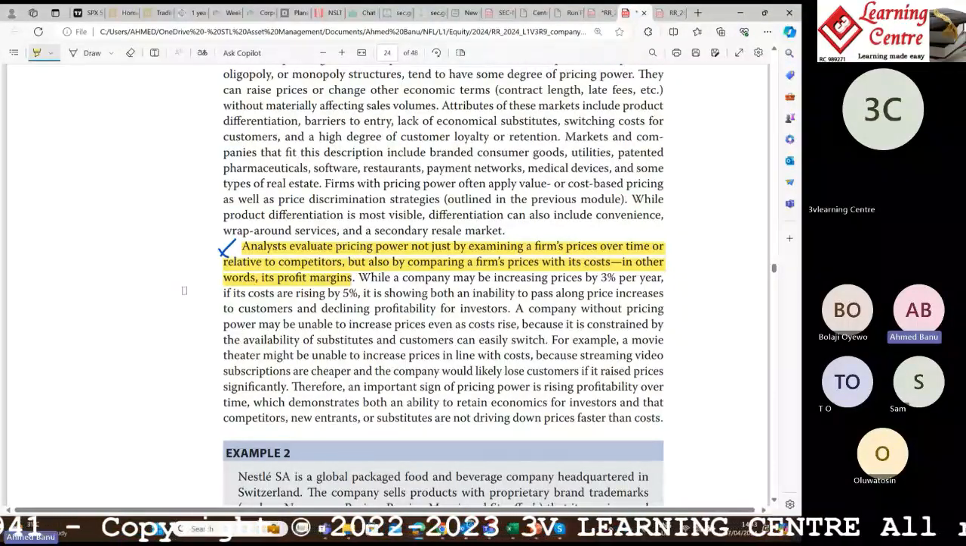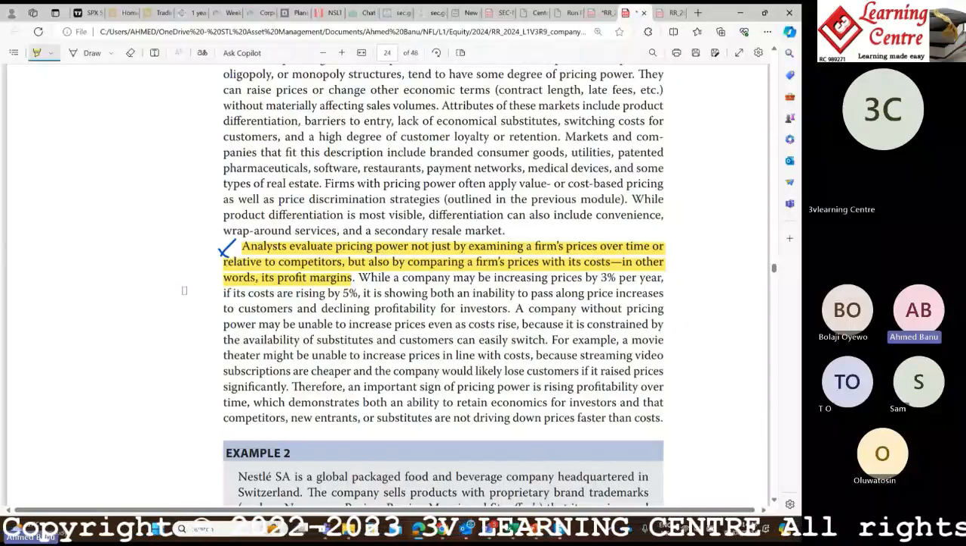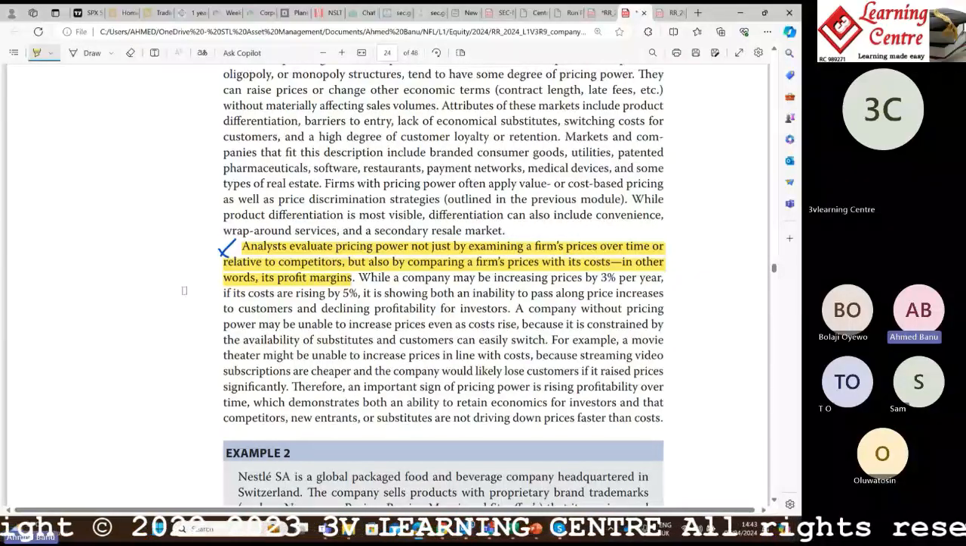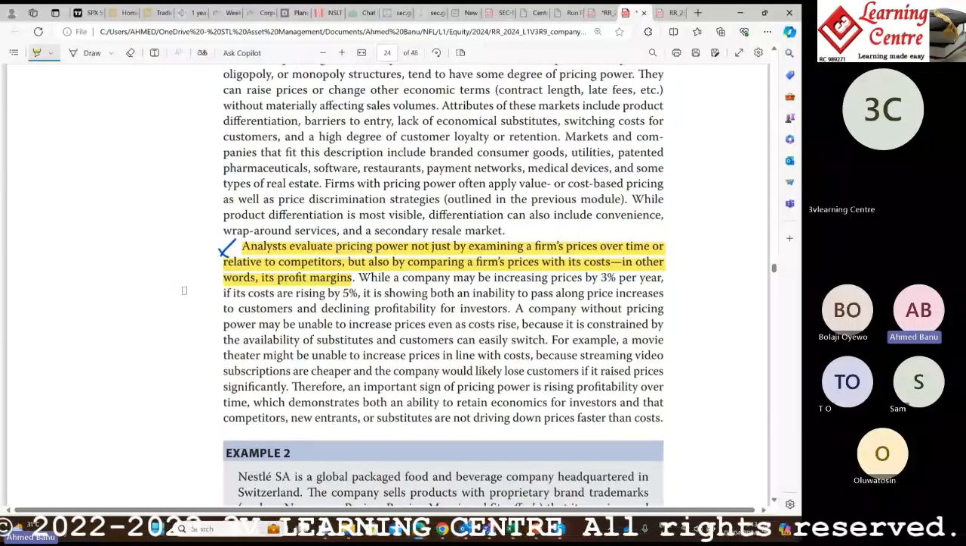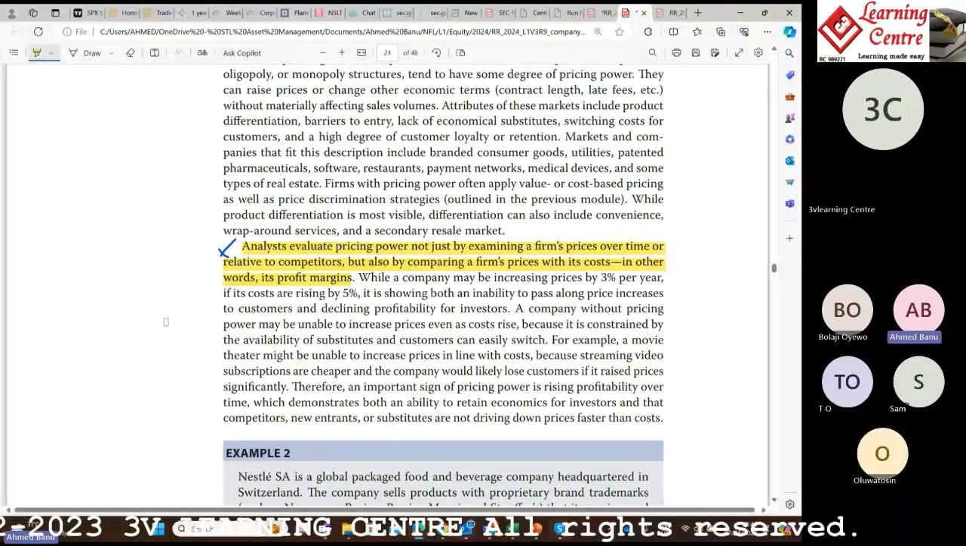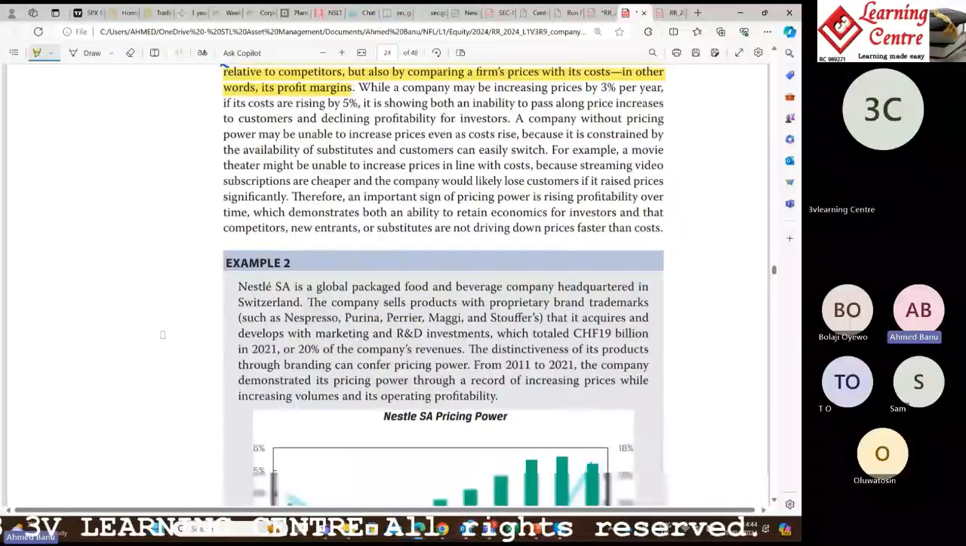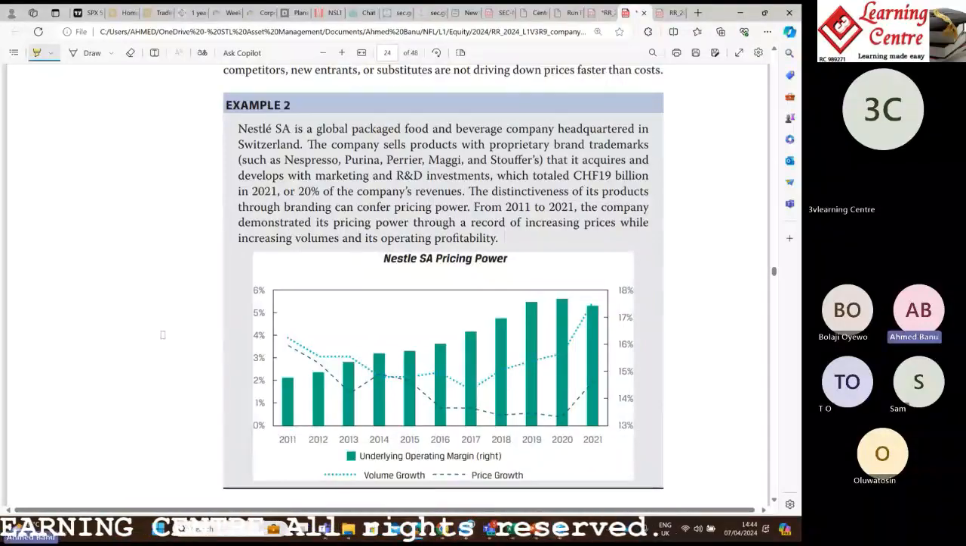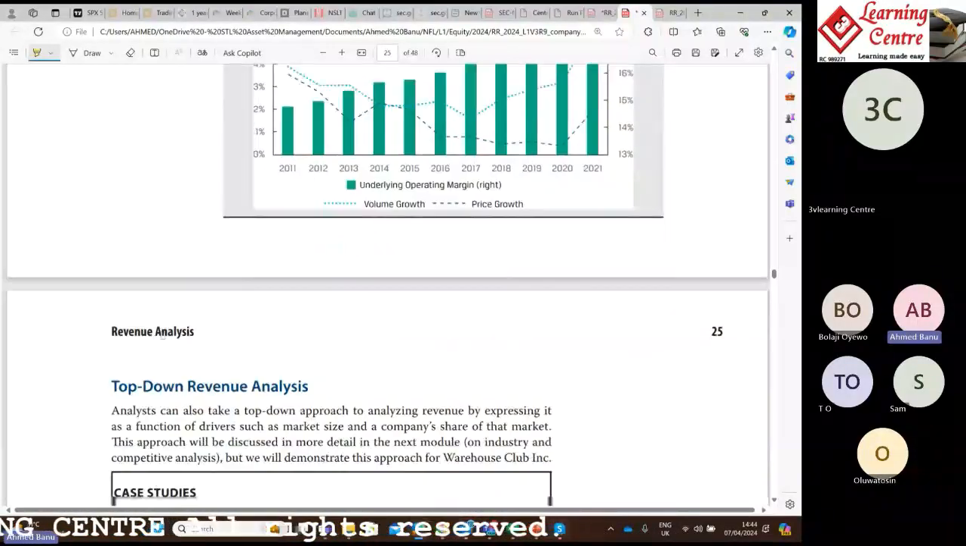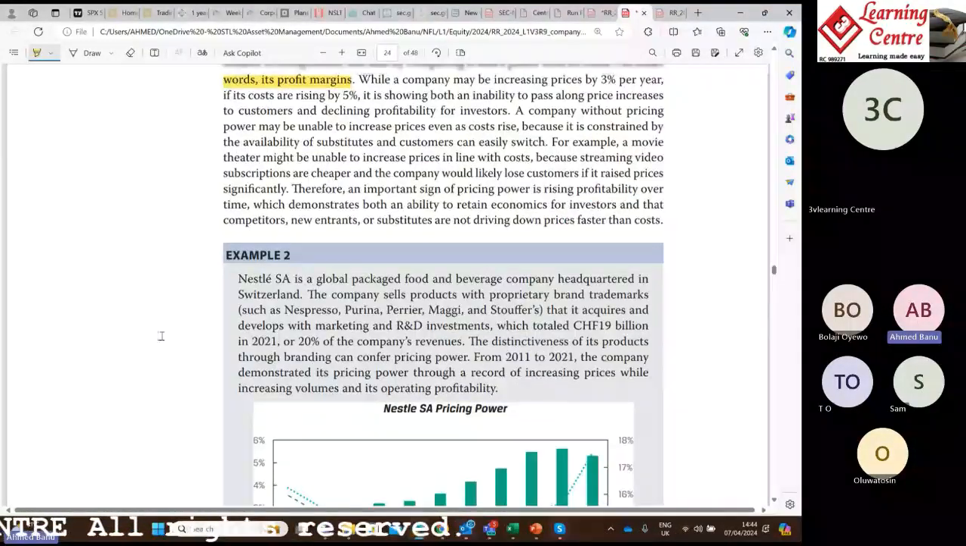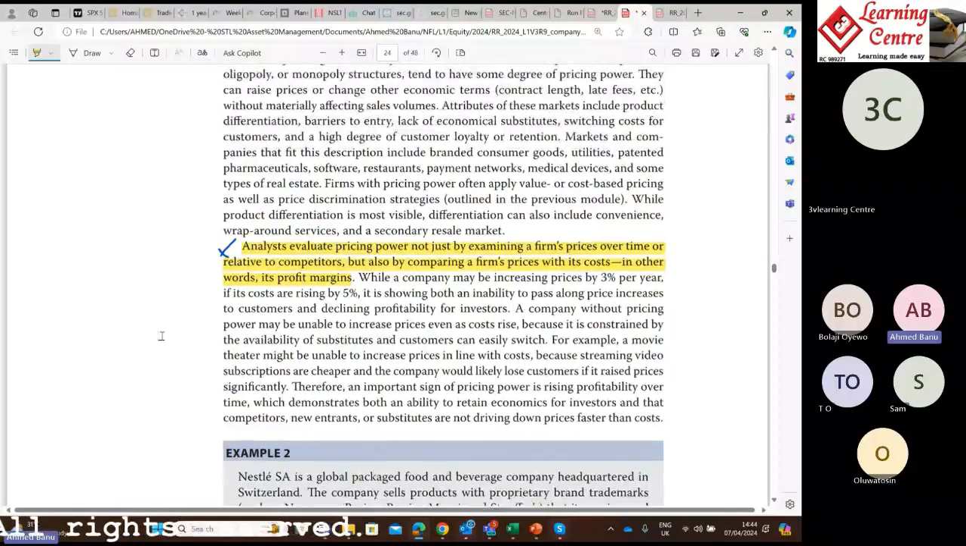So if he tries to reduce price in order to drive quantity and quantity doesn't come, he might be shooting himself in the leg. Those are the kind of analysis that you need to be looking at when you're doing your pricing power. How easily can the company adjust its prices? That's where elasticity of demand comes into play.